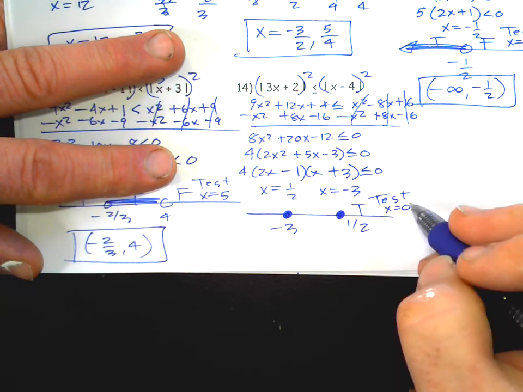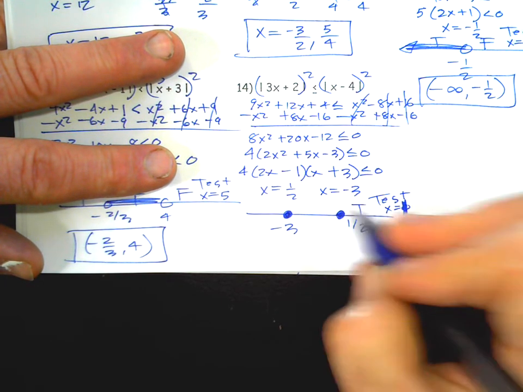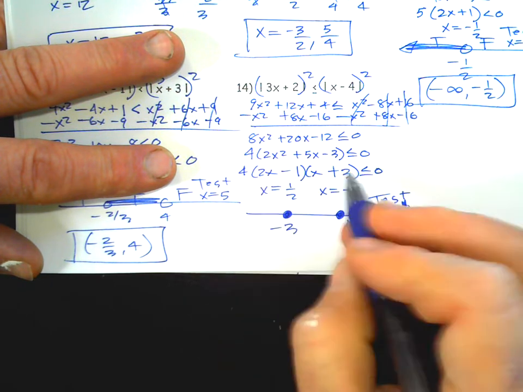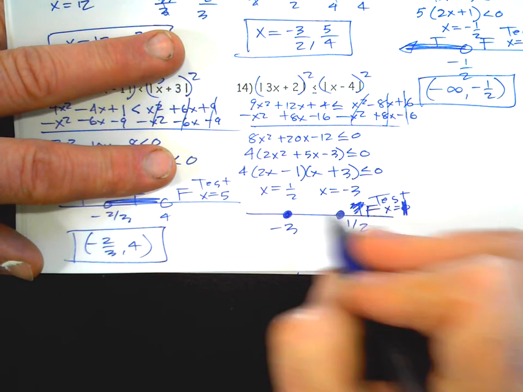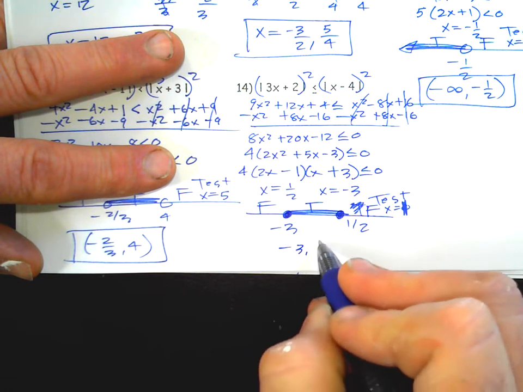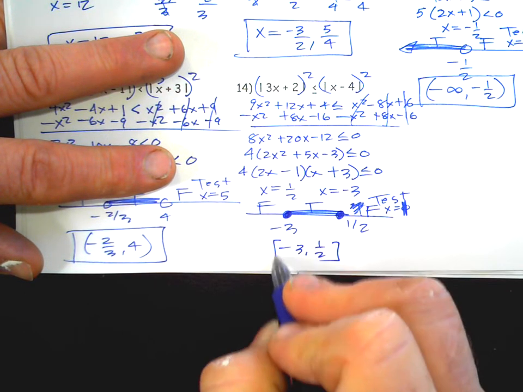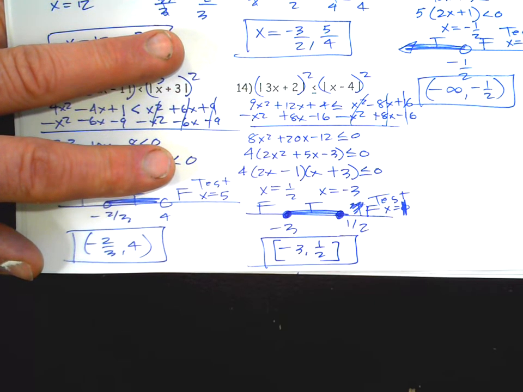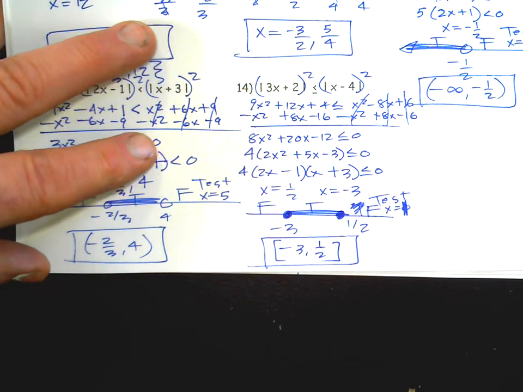Oh, I don't want to test 0. I want to test 1. You can test 0 if you want. If you plug 1 in, it's all positive, which is false, true, false. There you go. All right. Now, I think that answer might have been wrong on the solution.